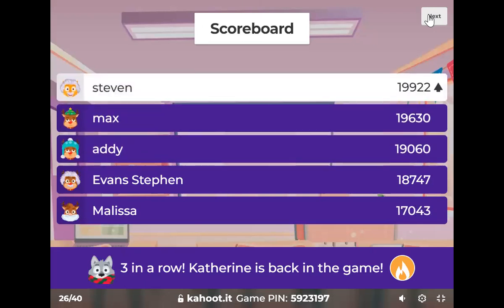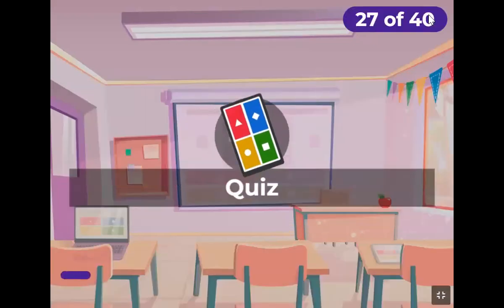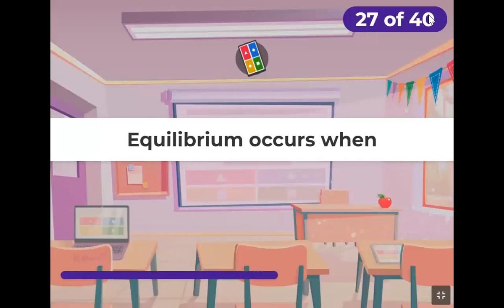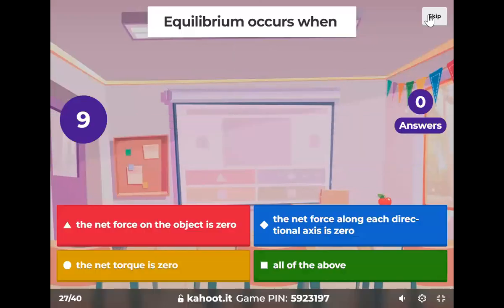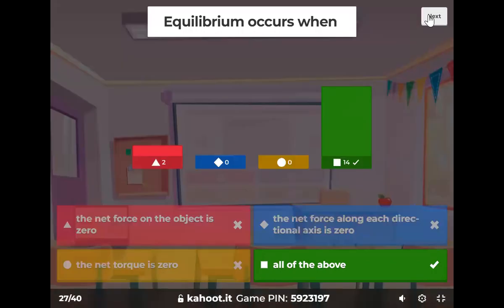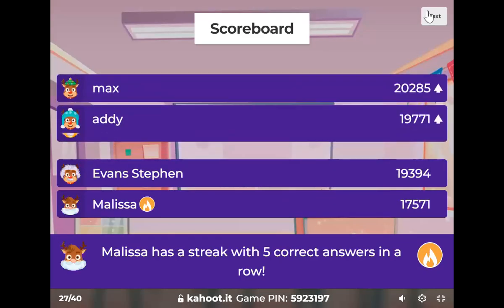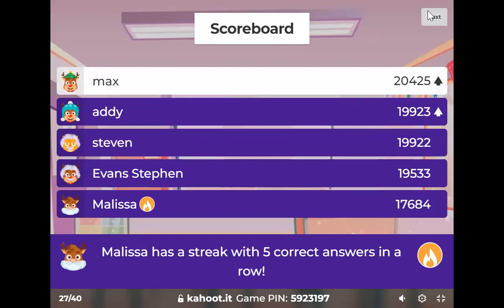All right. Oh, Steven, top spot. Equilibrium. Yep, these are all true. So the net force is 0. If you introduce a Cartesian system, the components also zero out along each axis. Torque zeroes out. Those are all parts of equilibrium. All right, Max, back to the top.